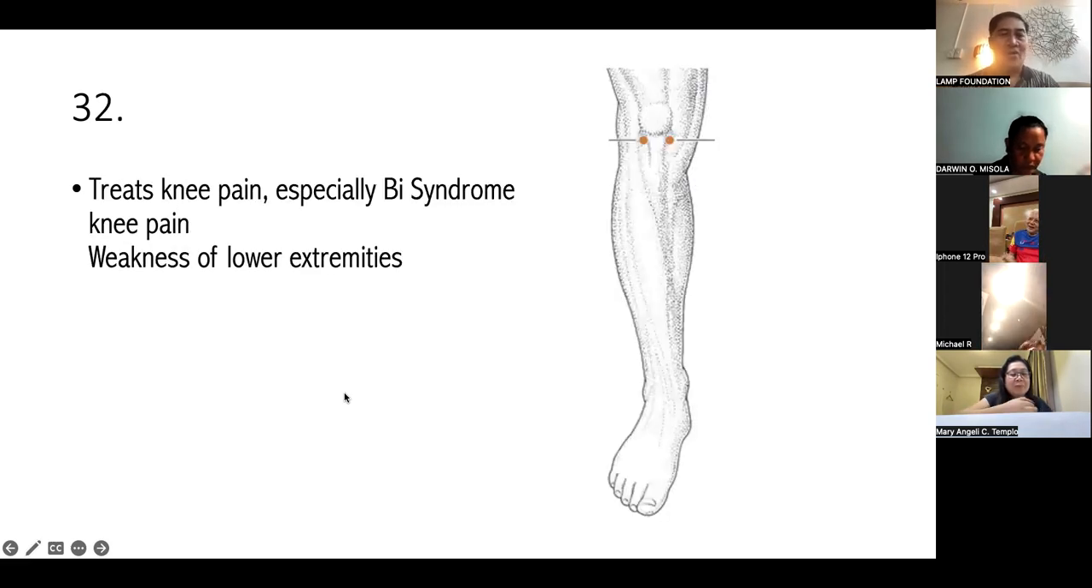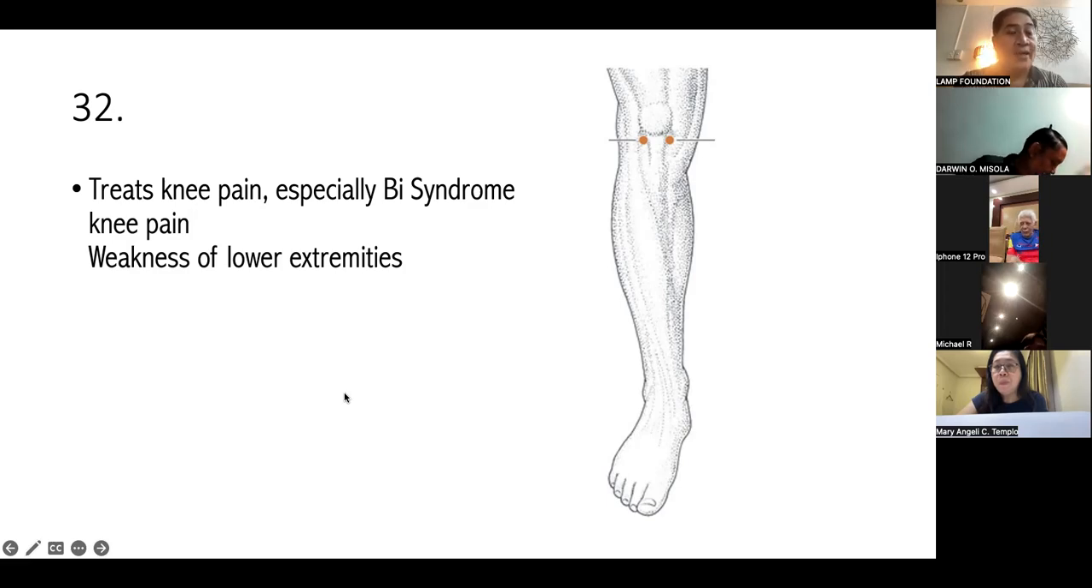Correct. Okay, next. Ito, very popular din po ito. It's very good for knee pain, but again, before you needle it, make sure na it's really painful, no? So this is parang ashi yung pag-approach natin, but there's a name for this, okay? Especially for Bi syndrome, knee pain. Bi syndrome is painful obstruction syndrome caused by pathogenic factors like wind, cold, and damp. So as a good practitioner, you should know the differences: ano yung caused by cold, caused by dampness, caused by wind, and caused by heat.